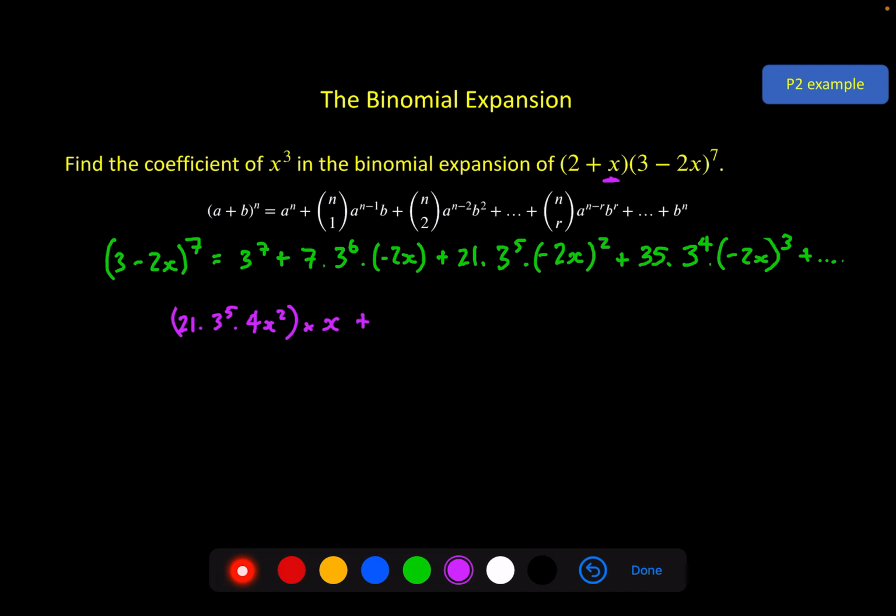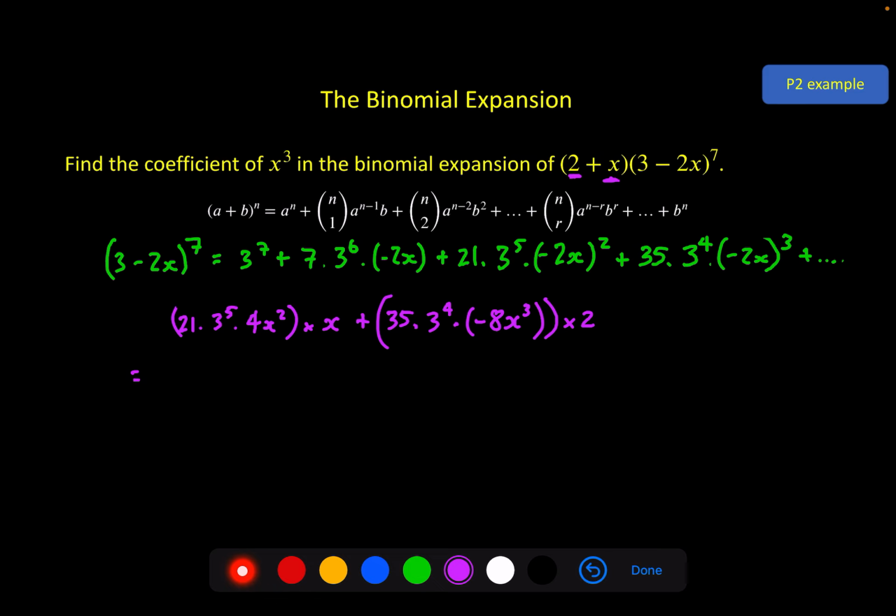And then to that I want to add the other one, which is 35 times 3 to the power 4 times minus 2x cubed, that's minus 8x cubed. And this term multiplied by the 2 in the front bracket will give me an x cubed term as well. So these are the only terms in this entire expansion that will generate an x cubed term. So these are the two that I want based on the question I'm trying to answer.